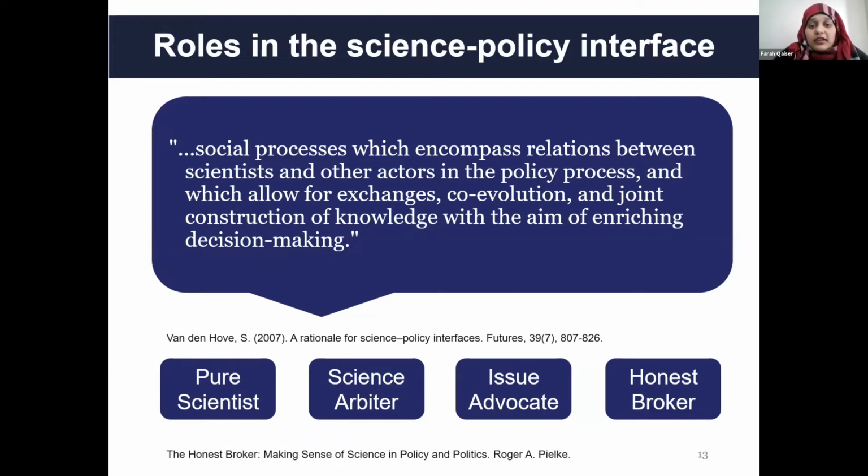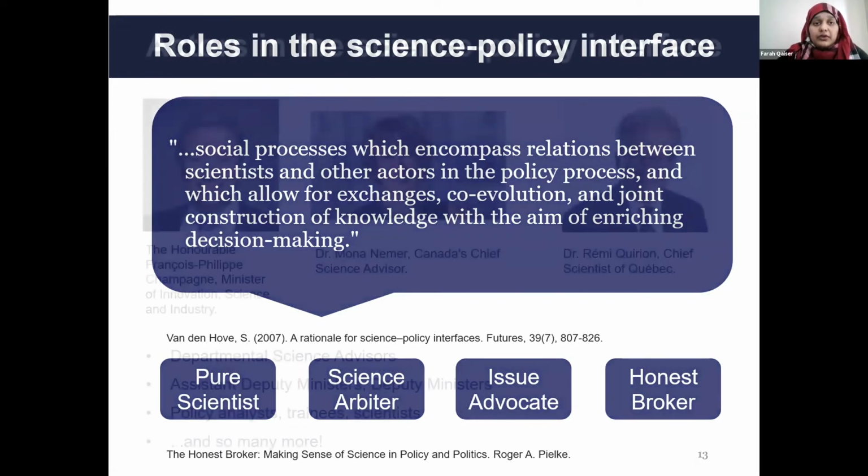Then there are science arbiters and issue advocates. Issue advocates would be someone who has an issue that they care deeply about, and they're going to advocate for their particular solution or their particular issue. And then there's also the honest broker. This is someone who takes a look at all of the evidence that's available and makes the best decision that's possible based on that situation. So, that would be someone like a policy analyst. This is a very idealistic view of the roles in the science policy interface, so I wanted to give you a few examples of what this can look like in real life.